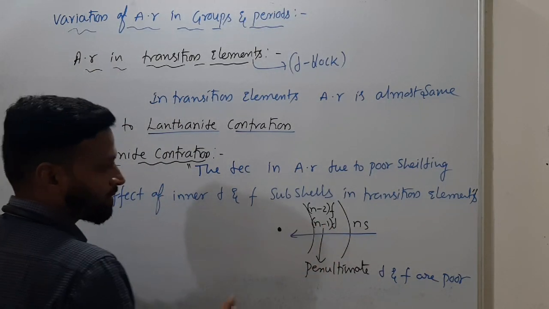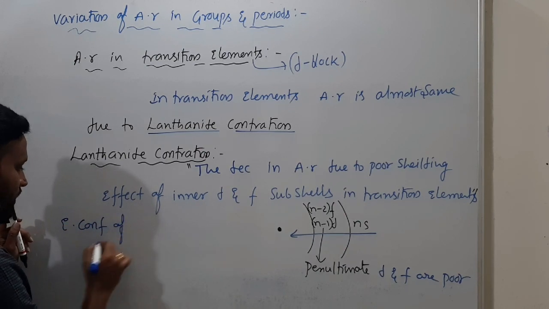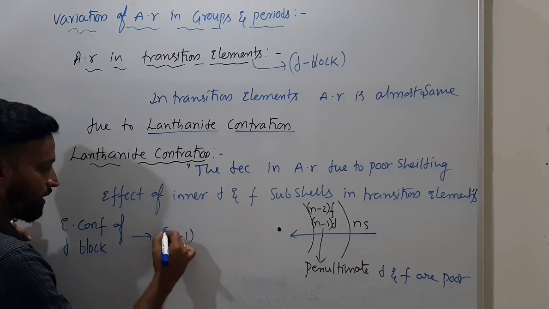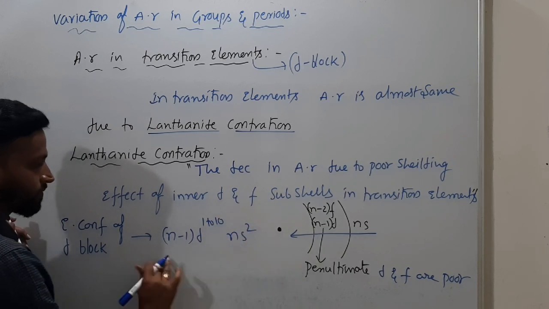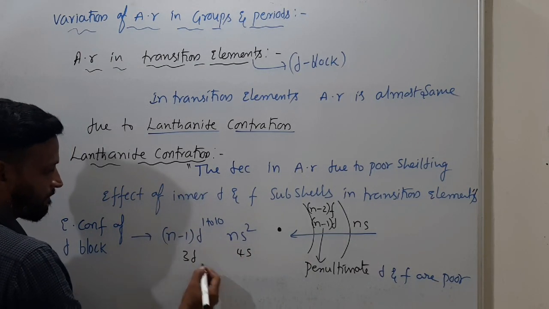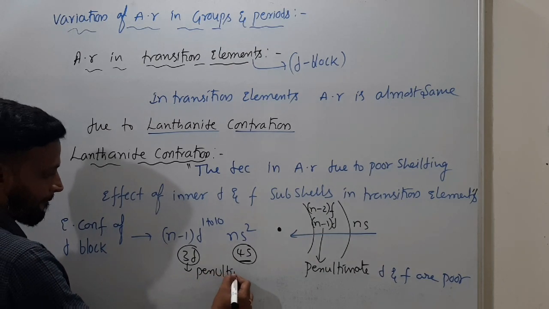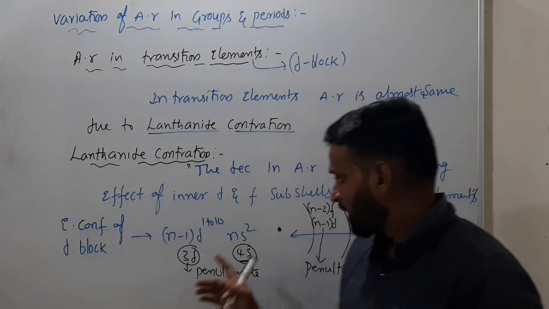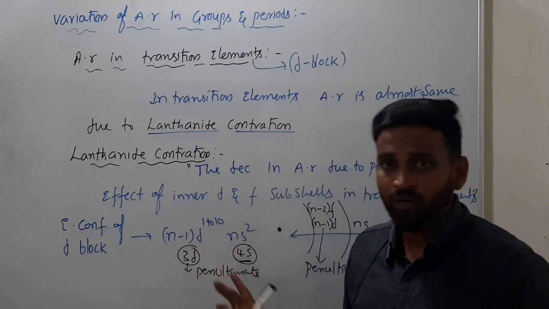Sir, how are you saying these (n-1)d subshells are present in transition elements? You know the electronic configuration of d block elements. You remember, it is (n-1)d 1 to 10 and ns2, or ns2 (n-1)d 1 to 10. If it is 4s and this is 3d, that means 4s is outermost, and 3d is the penultimate. So in the electronic configuration of the d block, the outermost is ns, and the innermost is (n-1)d 1 to 10.